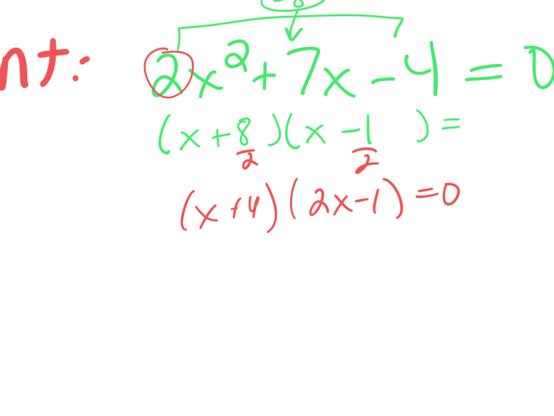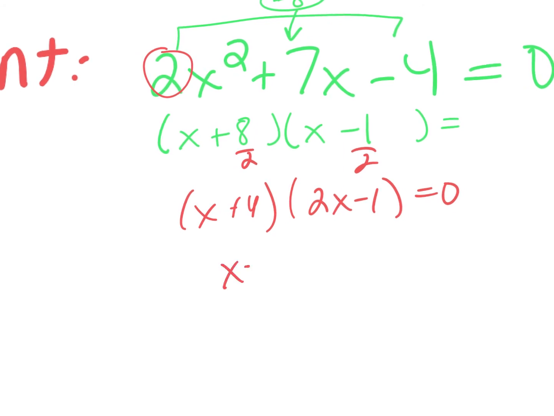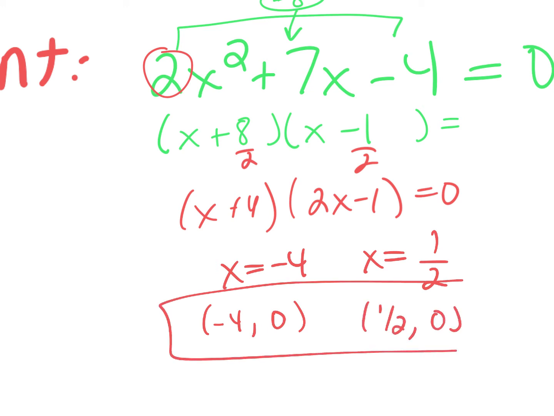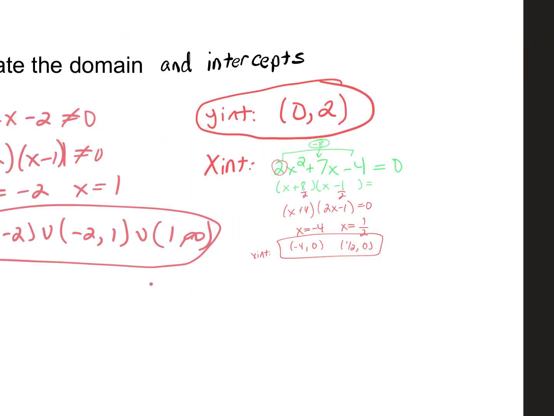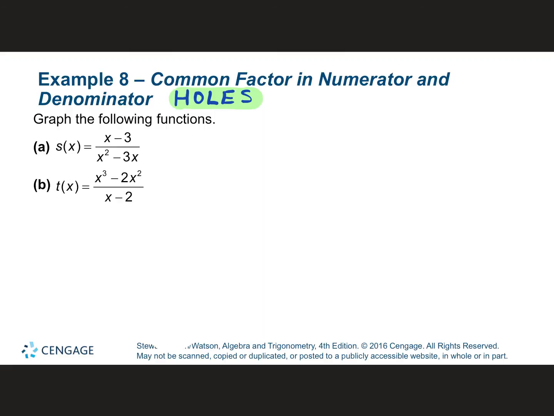All right, so now what? Set each equal to 0. So x equals negative 4, and x equals, when I move negative 1 over, it becomes positive, and then when I divide by 2, 1/2. Is that the x-intercepts? No. Why is that answer not fully complete? I have to write it as ordered pairs. So it's negative 4, comma, 0, and 1/2, comma, 0. There's my x-intercepts, where the graph crosses the x-axis. Okay, we're good?